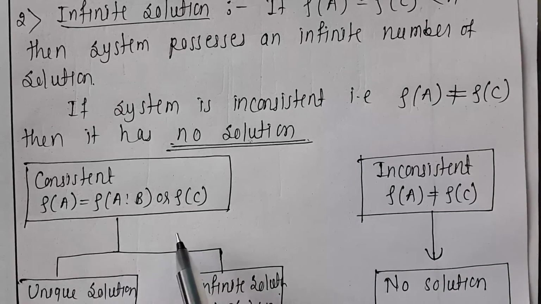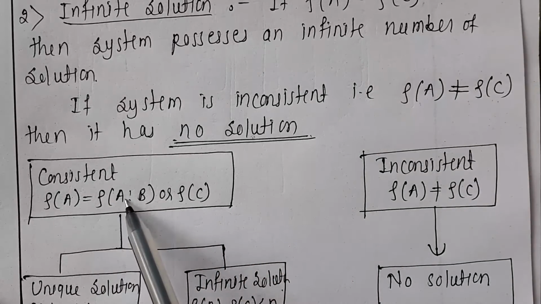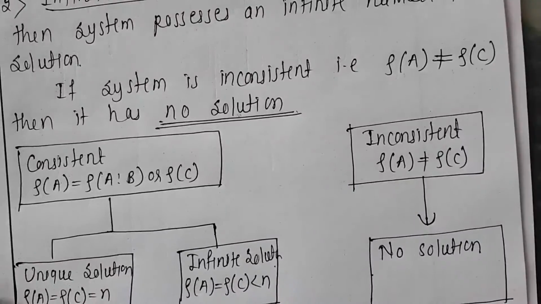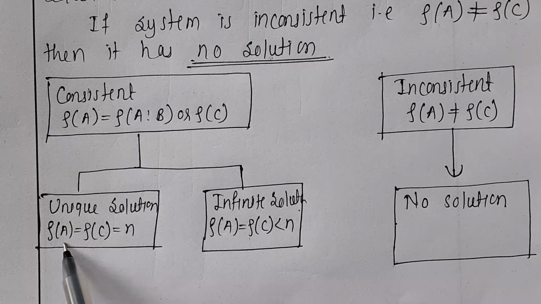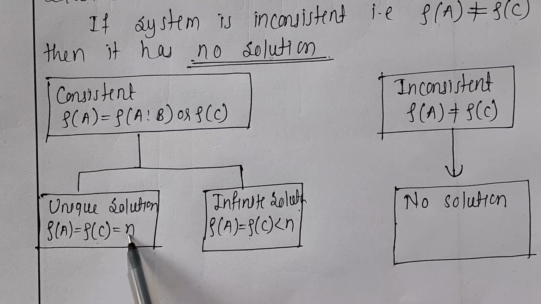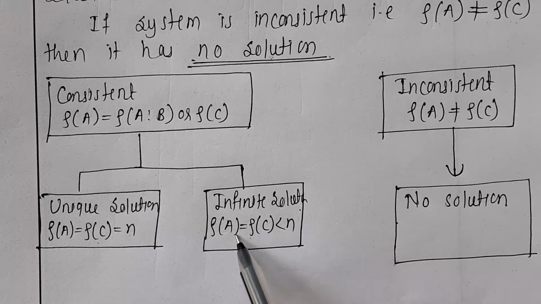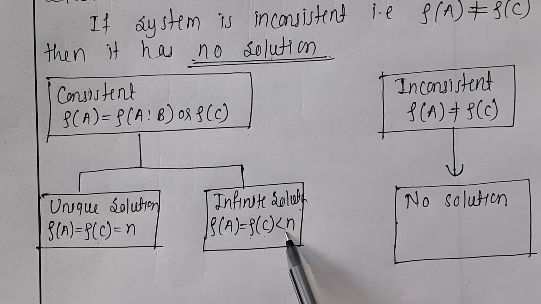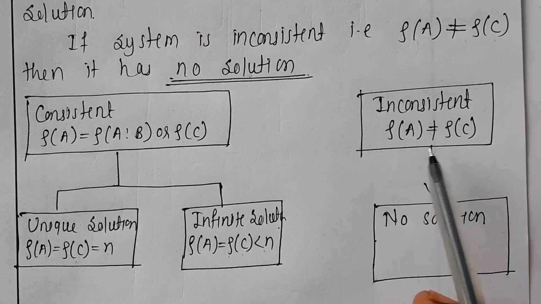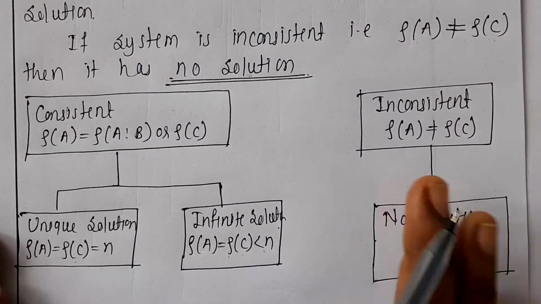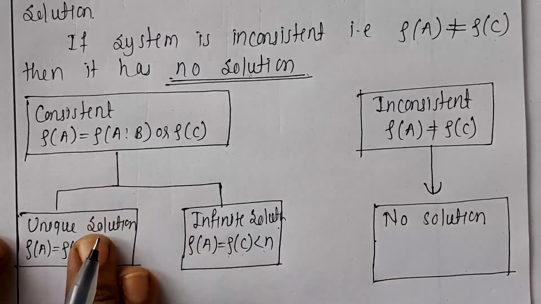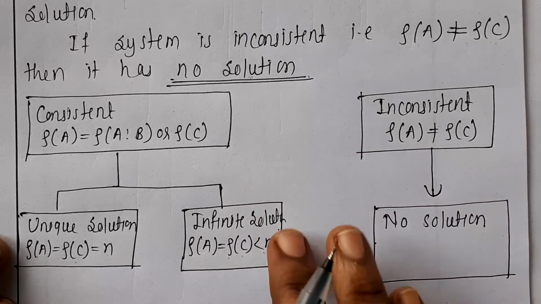So in short, let us revise it. Consistent means what? Rank of A is equal to rank of the augmented matrix AB, and if it is consistent, then we get a unique solution or an infinite solution. When we get a unique solution: if rank of A is equal to rank of the augmented matrix is equal to the number of unknowns. And if rank of A is equal to rank of the augmented matrix is less than the number of unknowns, then we get an infinite solution. Now inconsistent means what? Rank of A is not equal to rank of C, and at that time we will get no solution. So remember, this is for a non-homogeneous system of equations. Now by using this concept, we are trying to find the solution for the system of equations.